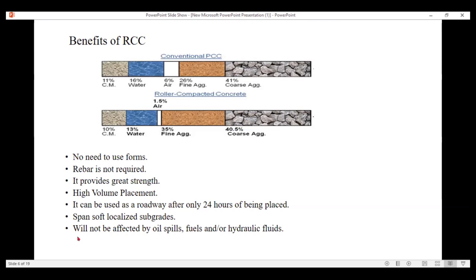And due to roller compacted concrete, we reduce cement content by 10%. It means 10 to 15% cement is sufficient for roller compacted concrete, but conventional concrete needs 15 to 20%. So we reduce cement content and increase fine aggregate content in roller compacted concrete. This is the main advantage. And air content is automatically reduced due to more compaction by rollers.